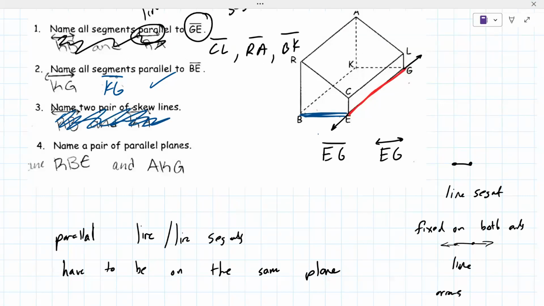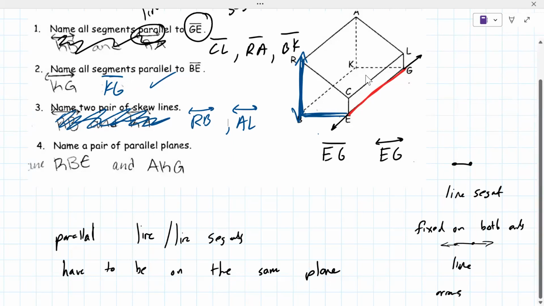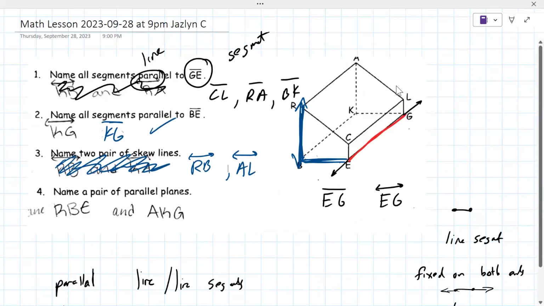Yeah, so let me give you some skew lines. RB is fine to start. That's this one here. Okay. So here's what it can't be. It can't be parallel. Okay, so here's something that is skew, would be AL. So those never intersect, but they're also not on the same plane.